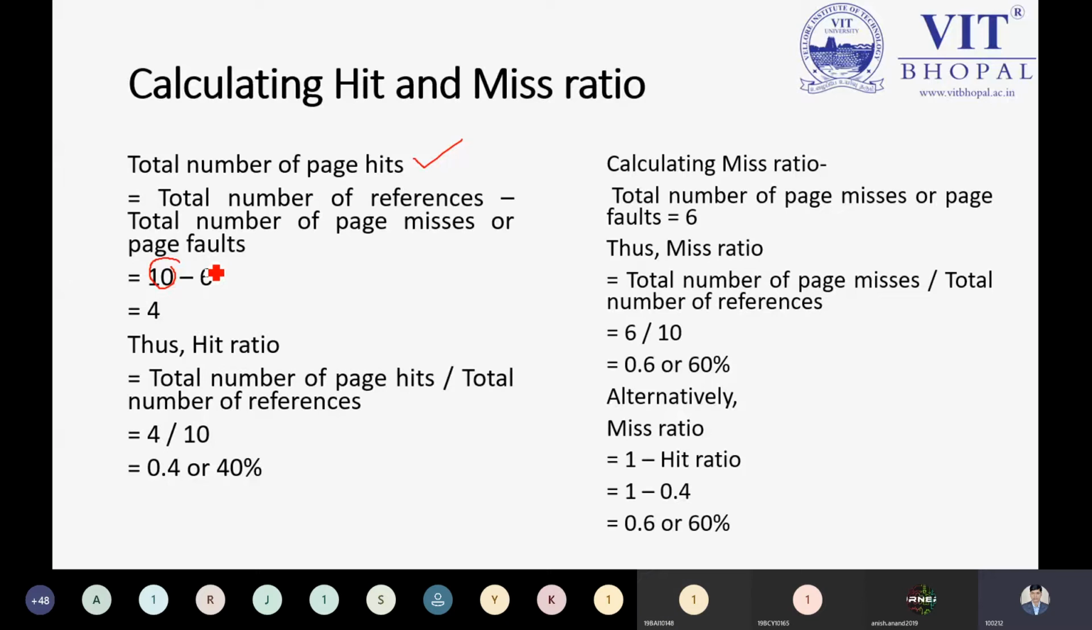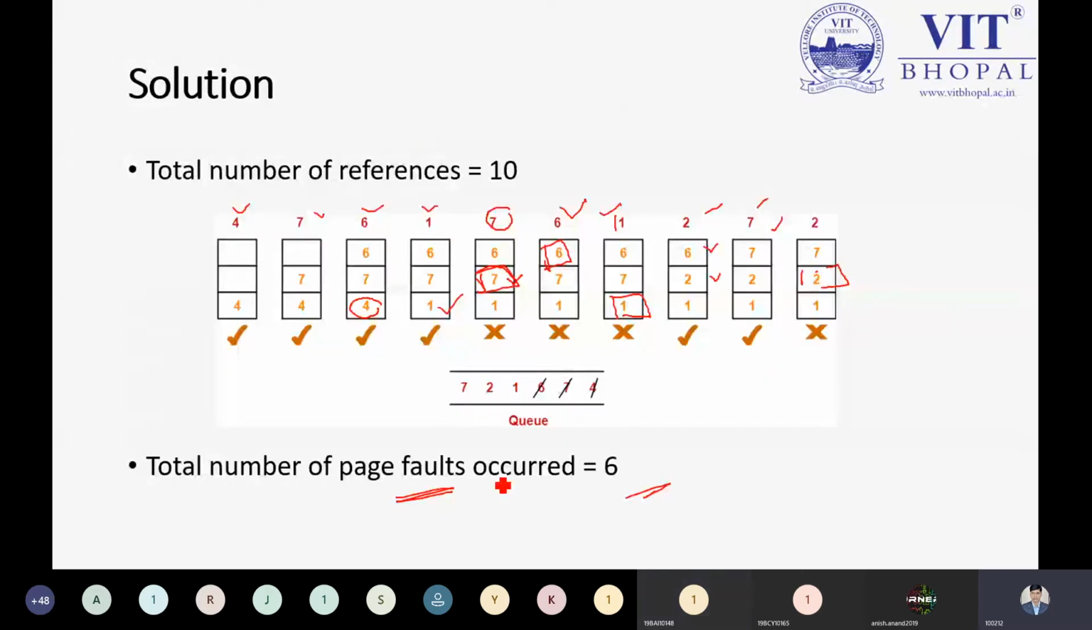And miss ratio will be the reverse part of this one. So miss ratio can be easily determined as 1 minus hit ratio, which is 60%. So this is a simple percent, and this 60% determines the miss ratio. You can easily find out over here how many times you are missing: 6 times. 1, 2, 3, 4, 5, and 6. So we can say we have 60% miss part, and the total hit ratio was 40%.